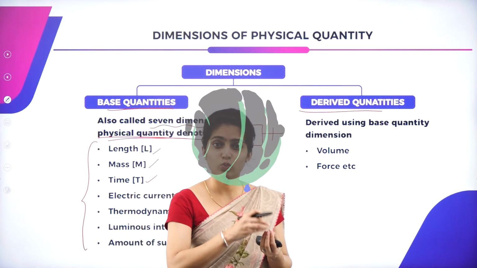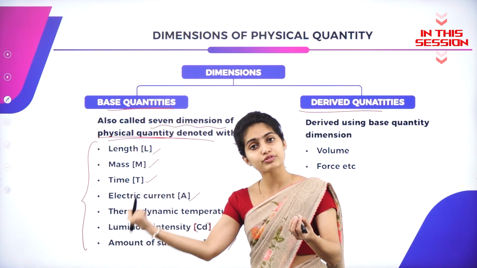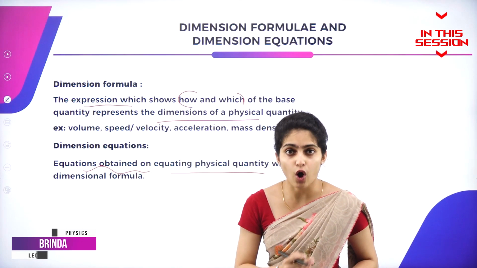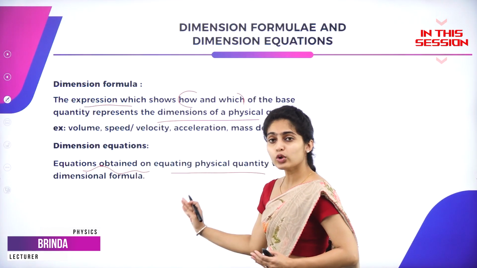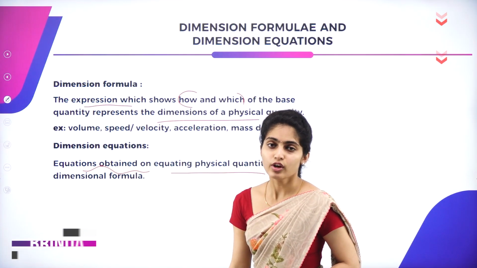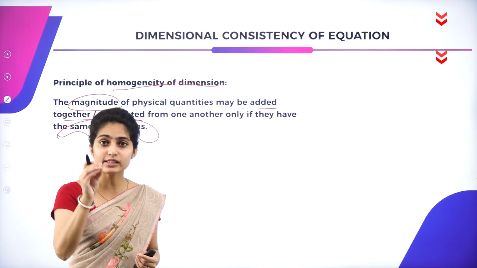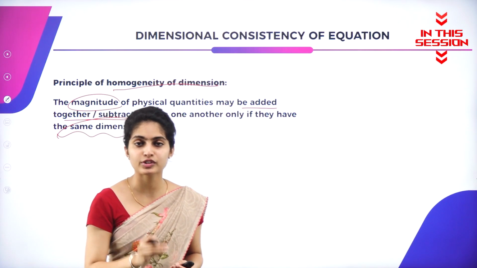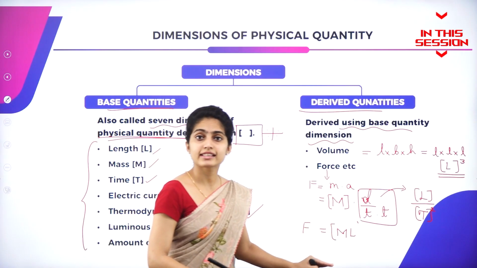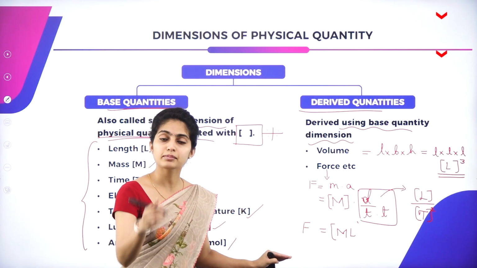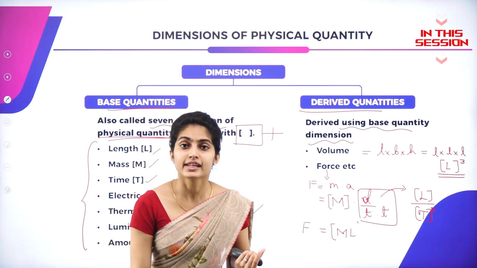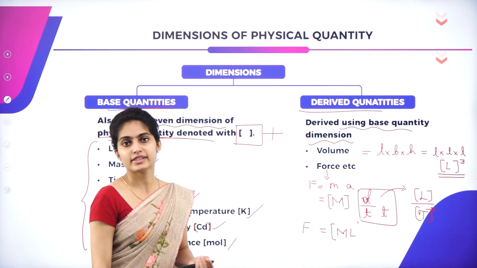Derived quantities are the ones which take the help of the base quantities. The equation which is obtained on equating the physical quantity with the help of the dimensional formula. Only if there is a presence of the same dimensions can you either add or subtract them. T is in the denominator. When it comes up to the numerator, what happens to the power? The power becomes the negative of whatever power is present there.